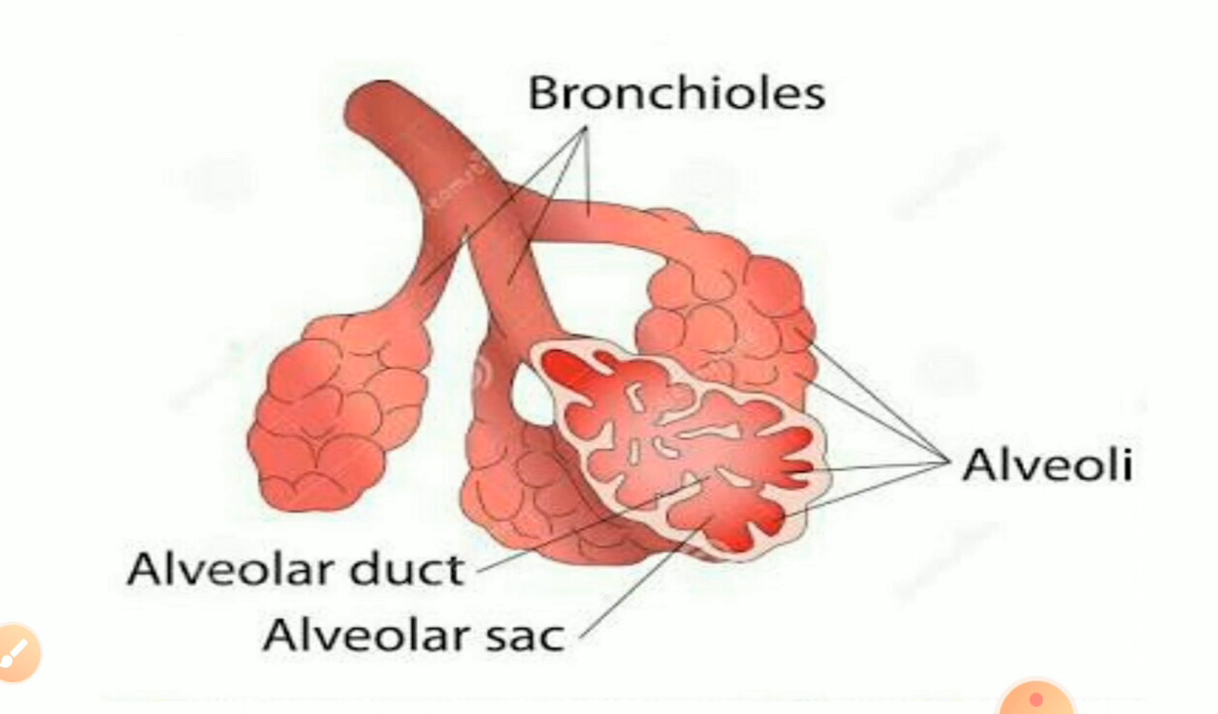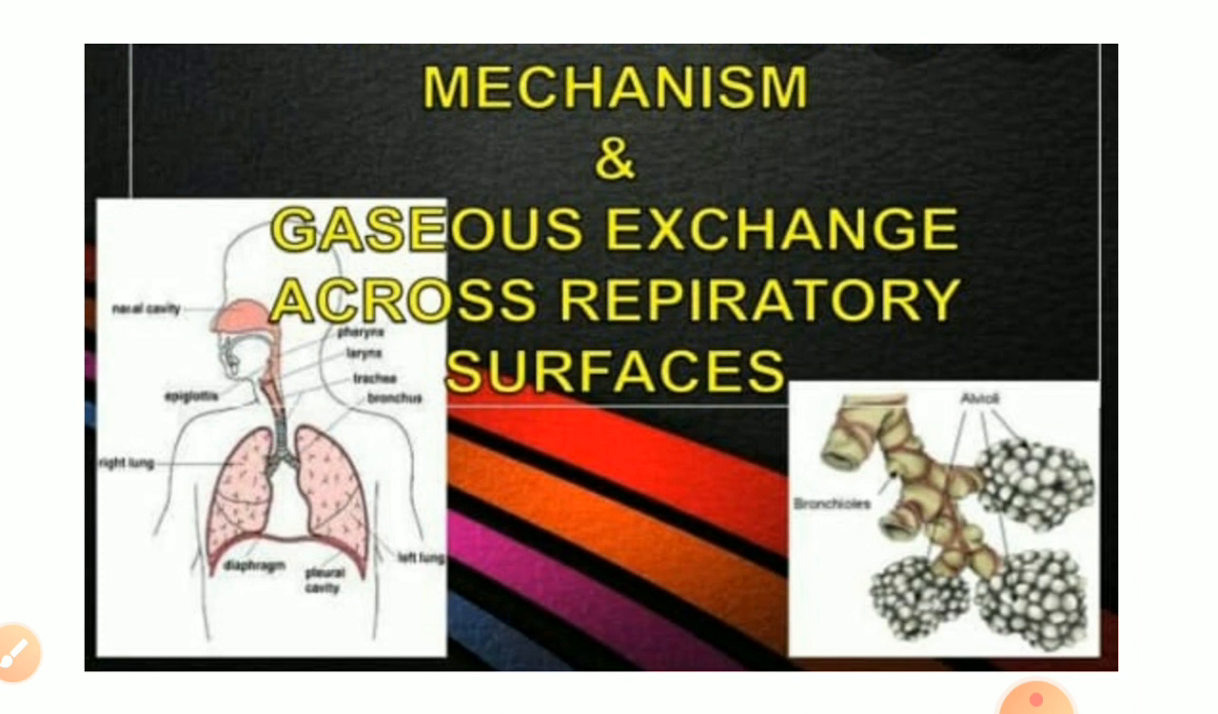Thus, alveoli is the essential part of the human respiratory system in which gaseous exchange takes place. It is richly supplied with blood vessels so that this gaseous exchange can take place easily. So this is all about the human respiratory system. Now we will see the mechanism of the gaseous exchange.